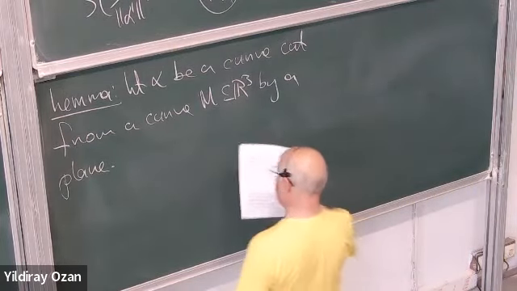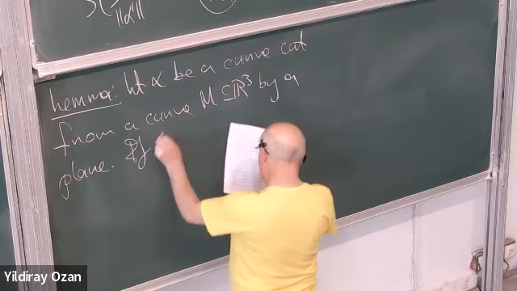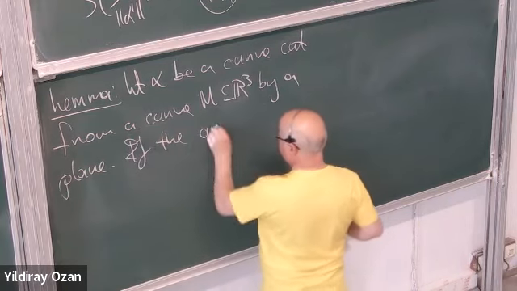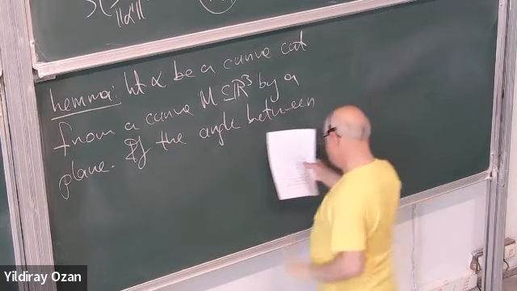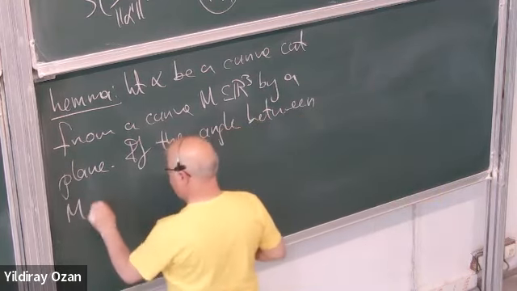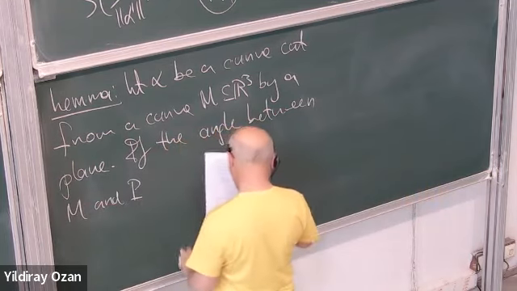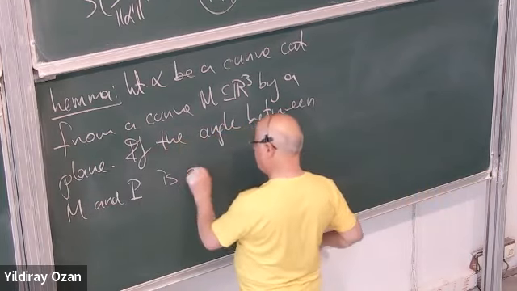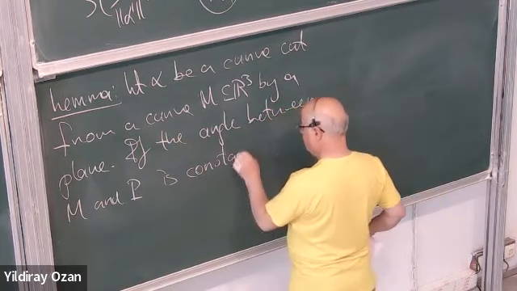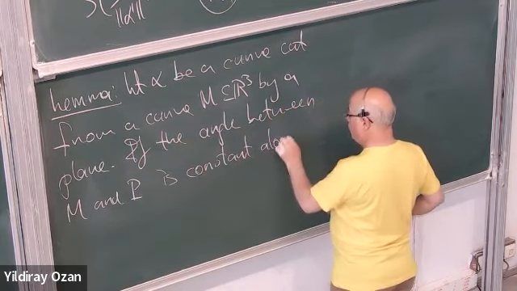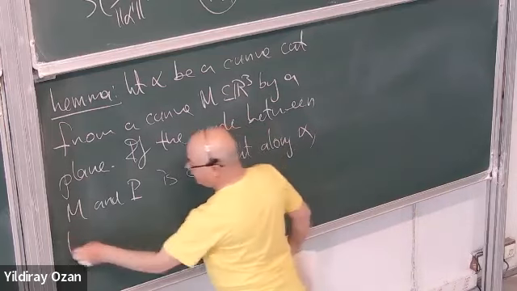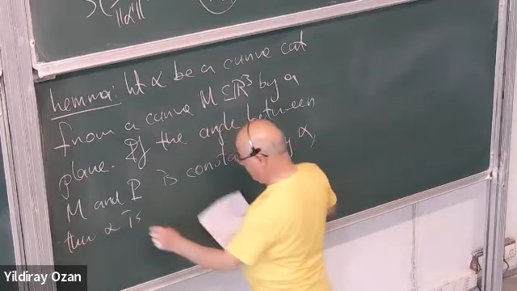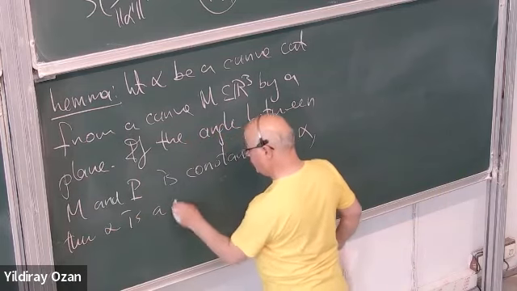If the angle between M and P is constant along alpha, then alpha is a principal curve.